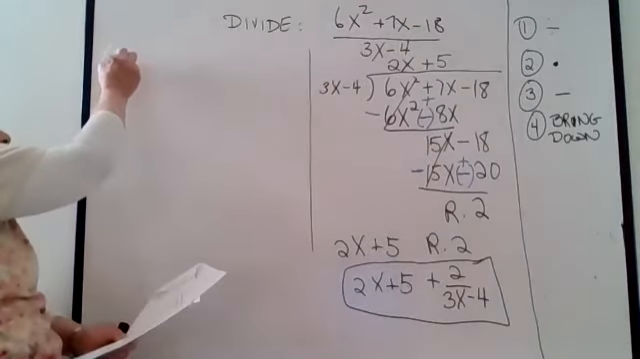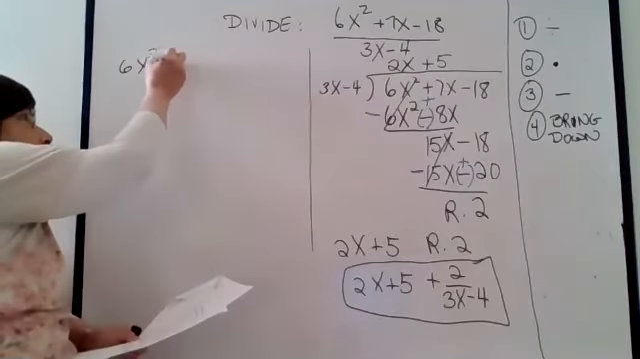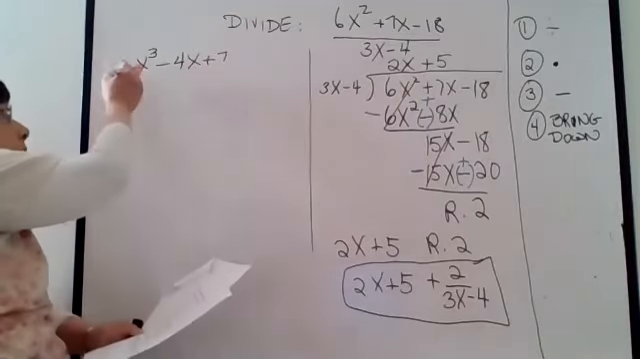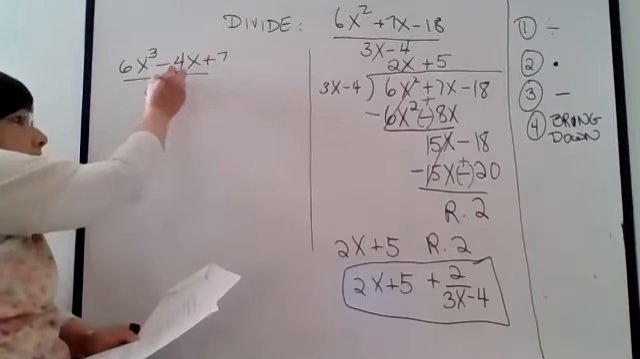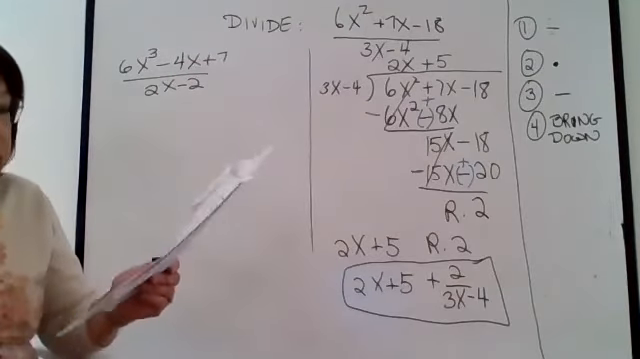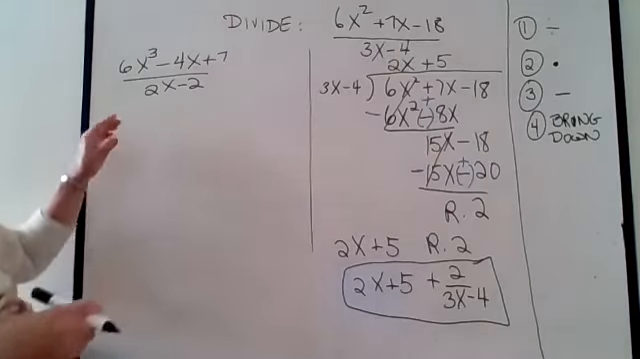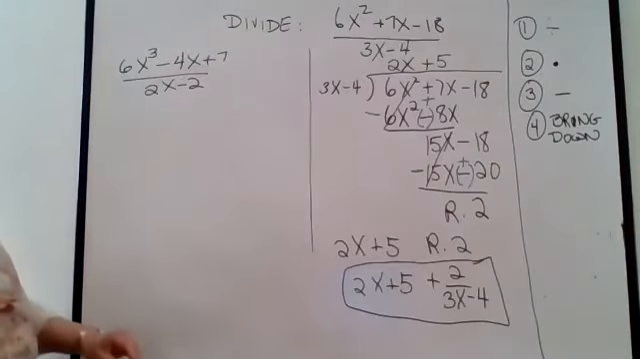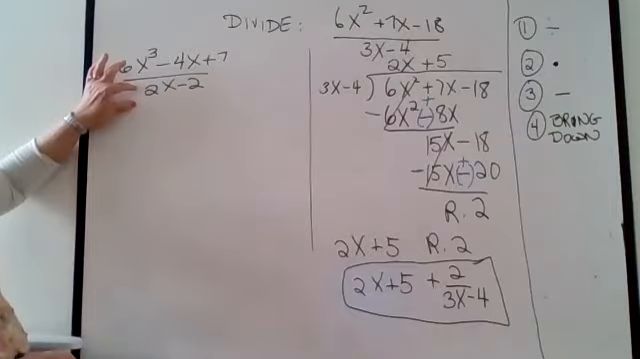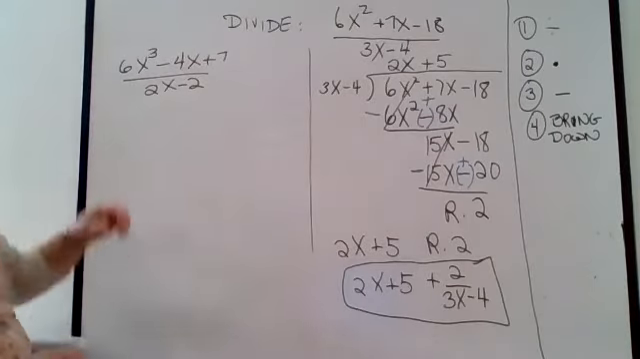I want to divide 6x to the third minus 4x plus 7 by the polynomial 2x minus 2. This actually happens to be problem number 14 on the chapter 5 set of problems. Okay, it is a trinomial divided by a binomial. I know I'm going to have to set it up like the long division that we did before.